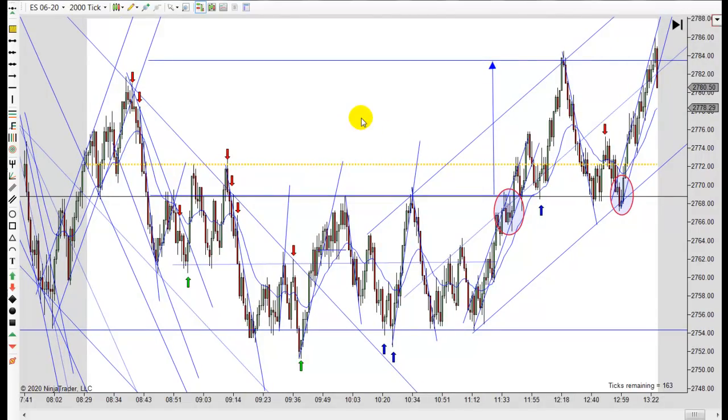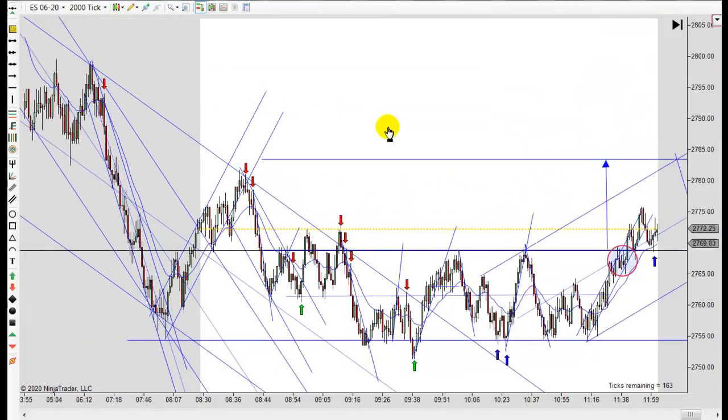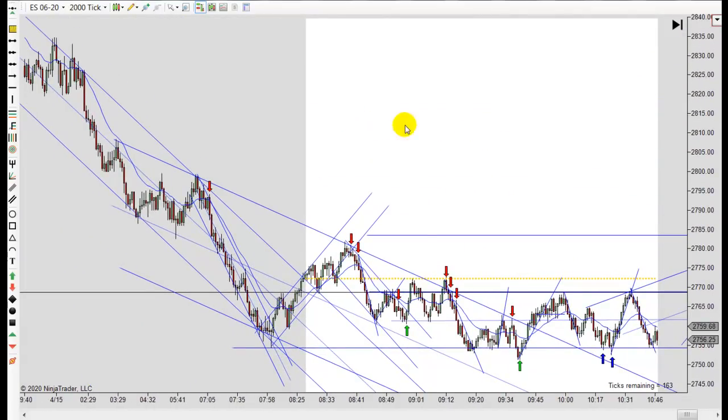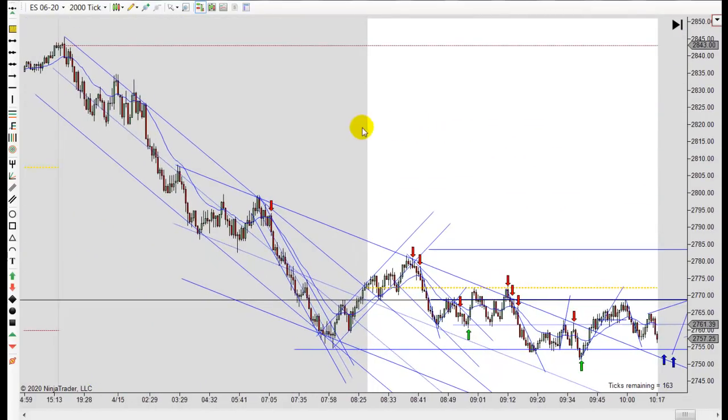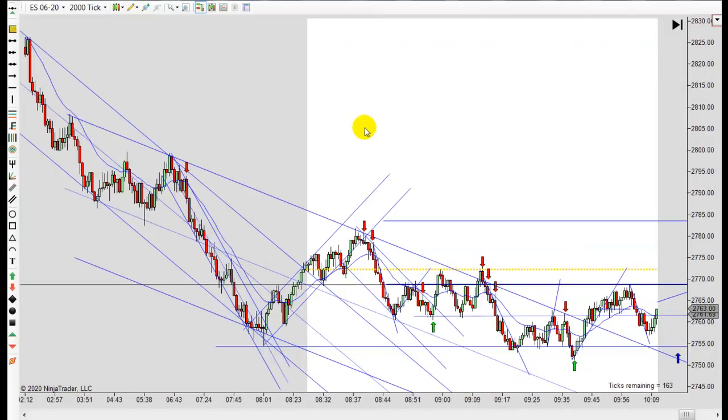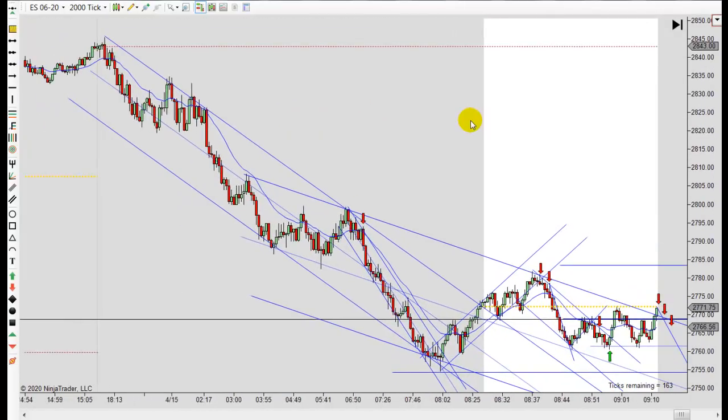So I hope that's clear. Key entry points. Write it down. Stick it somewhere so you don't forget it. Well, let's talk about some trades here now.